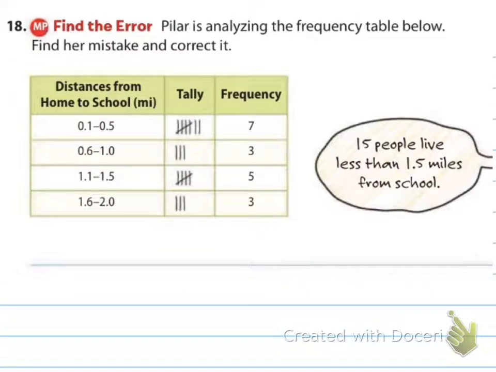So number 18 is another example that we'll do. It says that Pillar is analyzing the frequency table below. Find her mistake and correct it. Apparently I chopped off this poor girl's face. I'll draw one to make it.